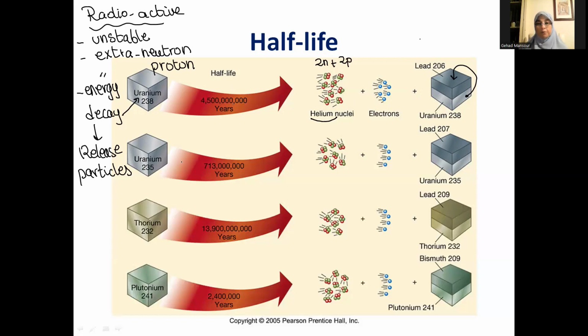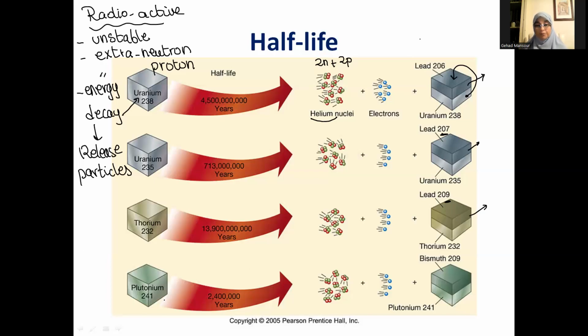But the half-life may differ from one radioactive element to another. For example, uranium-235 takes 713 million years for half of its mass to be converted into lead-207, and thorium-232 takes about 14 billion years in order for half of its mass to be converted into lead-209. See, of course, that we have started with different elements, and we have ended up after the half-life by having half their masses converted into different non-radioactive elements.